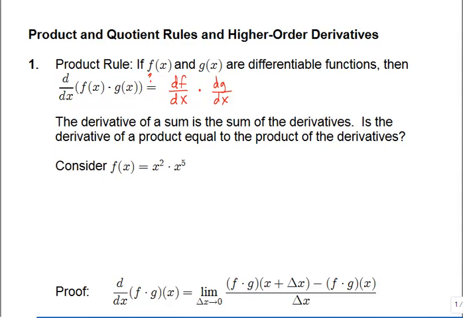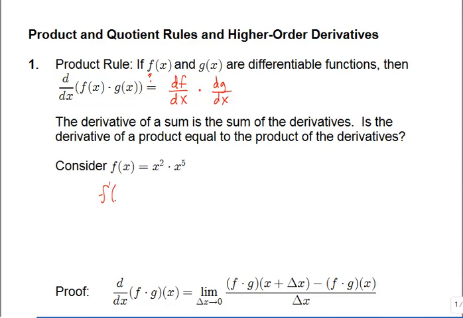It would make sense that it should work because the derivative of a sum is the sum of the derivatives. So let's see if the derivative of a product equals the product of the derivatives. Let's take a very basic product of two functions. Let's look at x squared times x to the fifth. The x squared is like our first function f, and the x to the fifth is like our second function g.